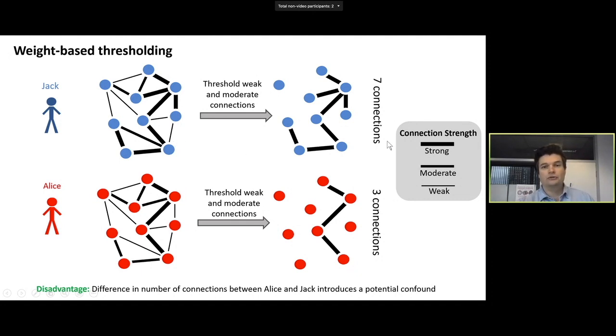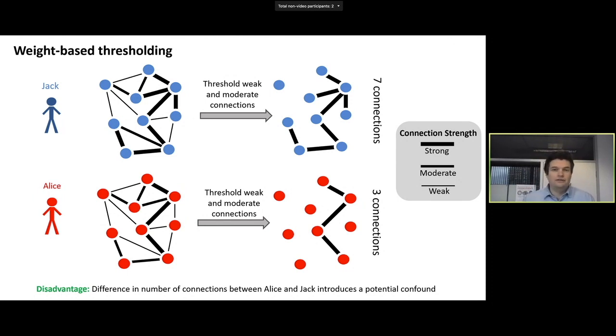Now, if we threshold in such a way that we discard the weak and the moderate connections, we see that Jack's thresholded network comprises a greater number of connections compared to Alice's thresholded network. So if we go on and do subsequent graph analysis on these thresholded connectomes, any differences, for example, in path length or clustering coefficient between Jack and Alice are most likely driven by this confound in connection density, namely the confound in the different number of connections.